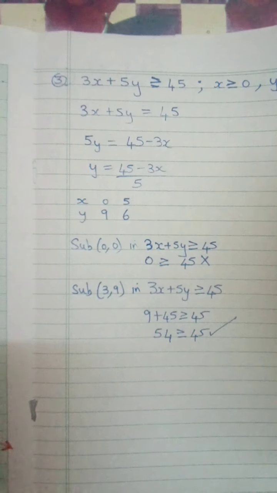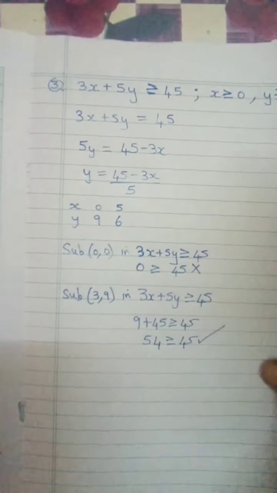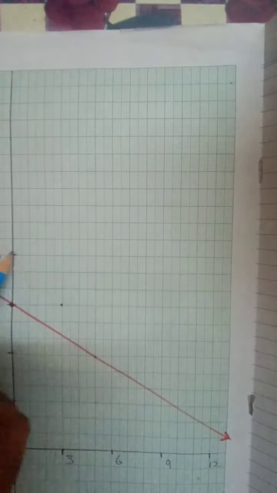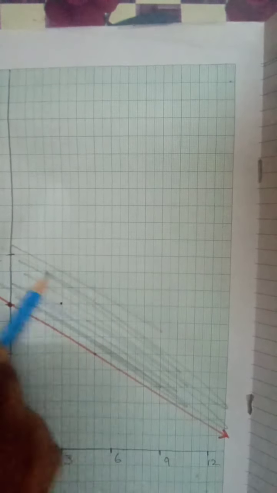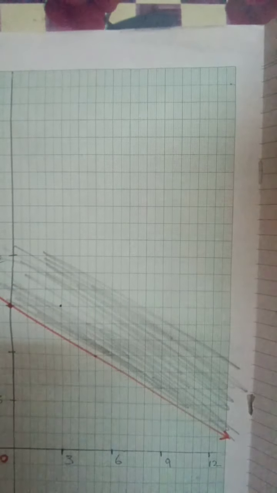This means we have to shade the region above the line. So let me shade above the line. In the graph, this portion which is above the line, let me shade it up. So I am shading the area above the line. So I have represented the first inequation.